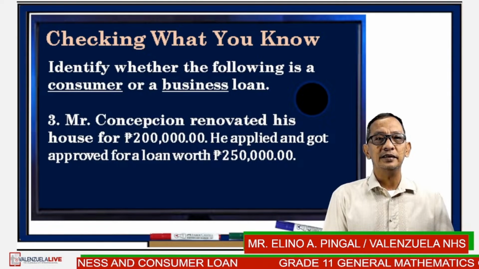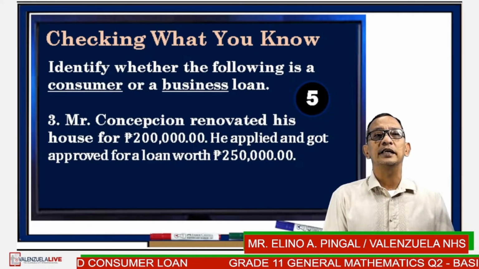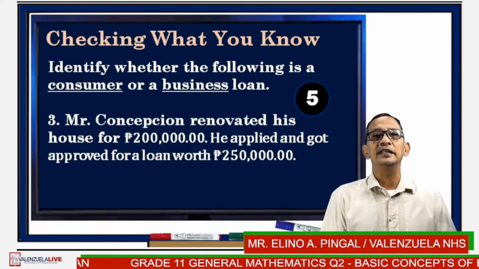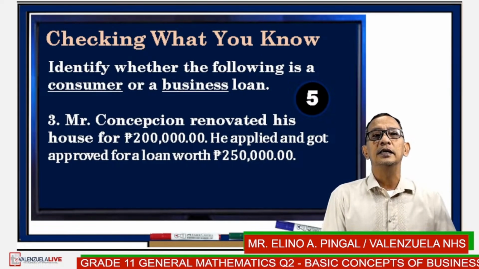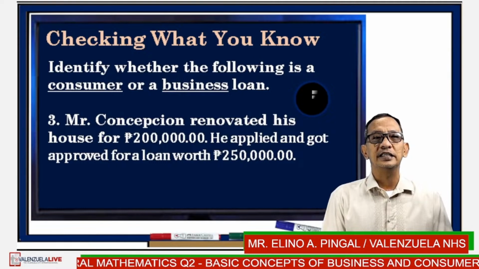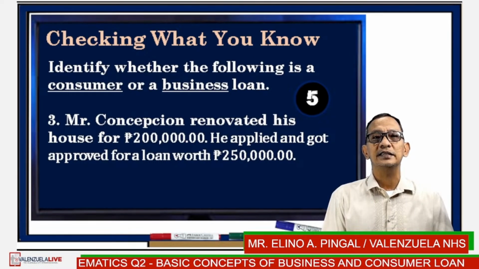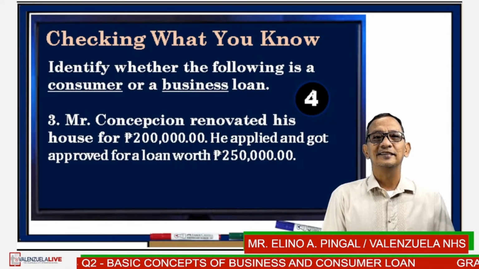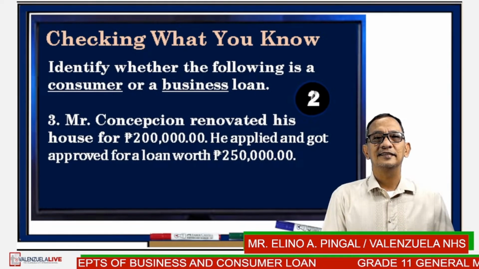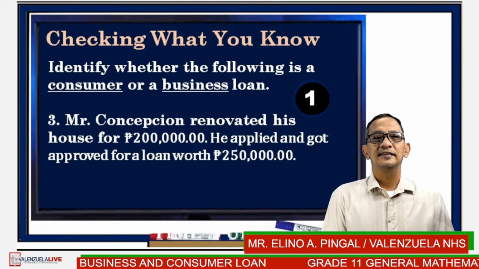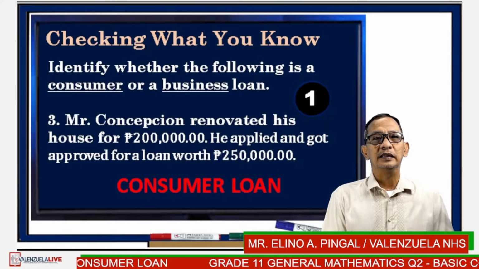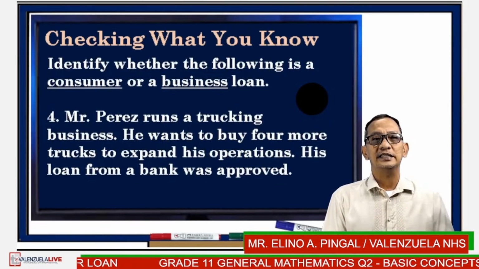Okay, number three, Mr. Concepcion renovated his house for 200,000 pesos. He applied and got approved for a loan worth 250,000 pesos. 5 seconds. Is this a consumer or a business loan? Time's up. Number three is a consumer loan. The money will be used to renovate his house.